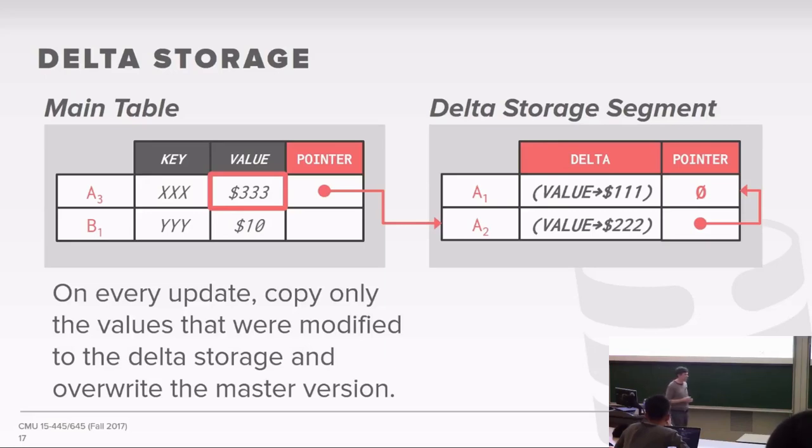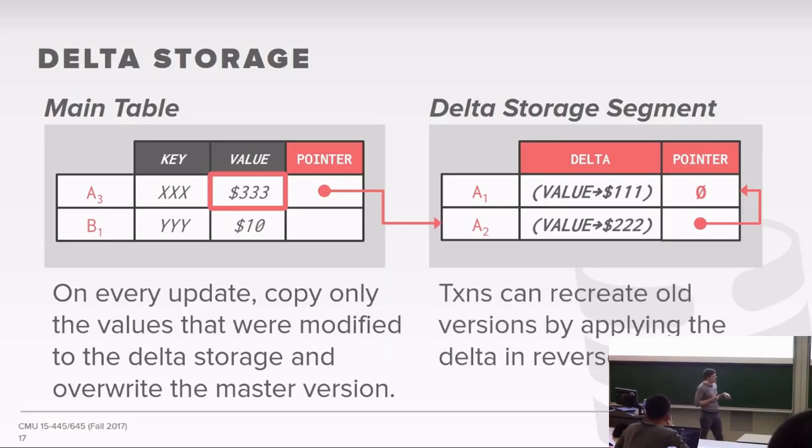But the downside, of course, is that if you need to go back in time to find a version that's visible to you, you're essentially replaying the log to apply all these changes to put the tuple back into the form that it should be in, based on the timestamp that's visible to you. This is actually what MySQL and Oracle do. It also makes garbage collection really easy in this case.